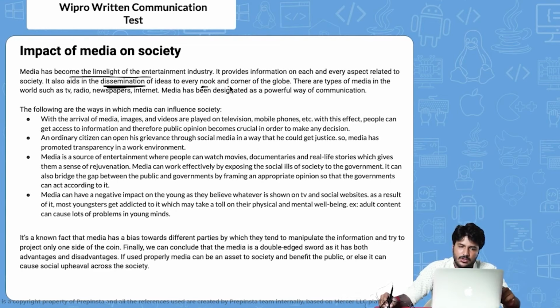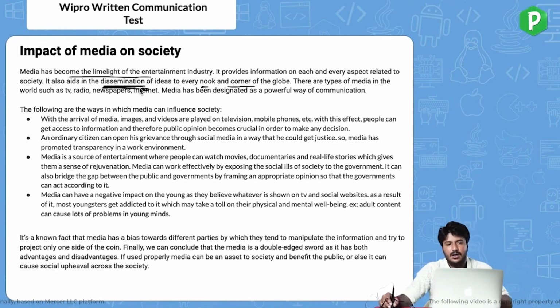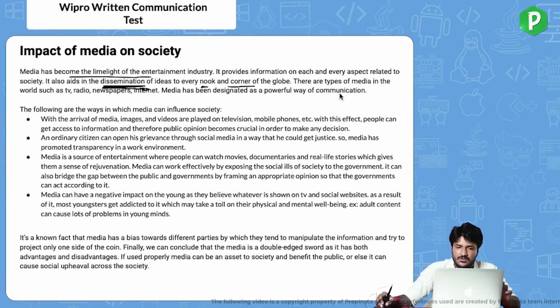Then again, nook and corner of the globe. This is perfect. This was the correct spelling. So she's trying to increase her diction, but she's made an error here, that is, using a word that she does not know the spelling of. So probably use a different word that you do know the spelling of.